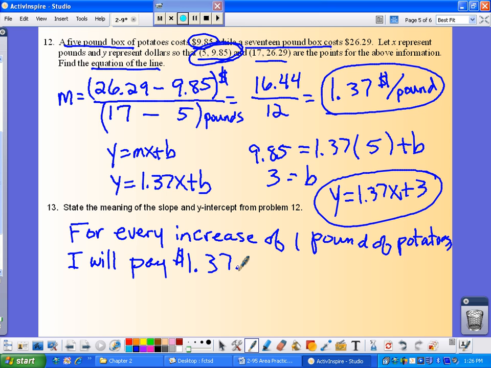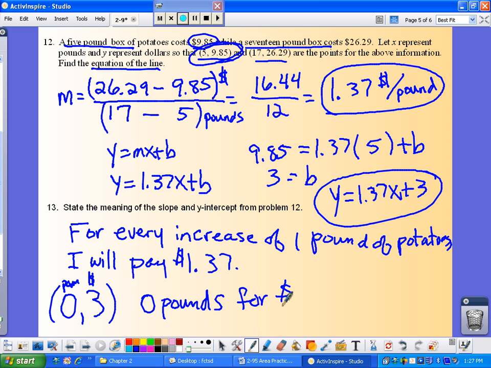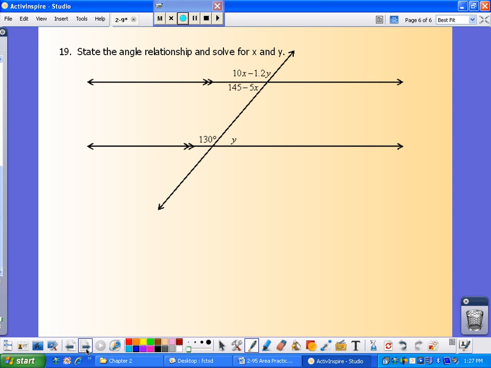Now I got to do the y-intercept. So 0, comma 3. 0 pounds, $3, because that's the y, right? So I get 0 pounds for $3, which means I'm paying $3 for an empty, what do we get the potatoes in? Box. Good. And last but not least, one more problem.